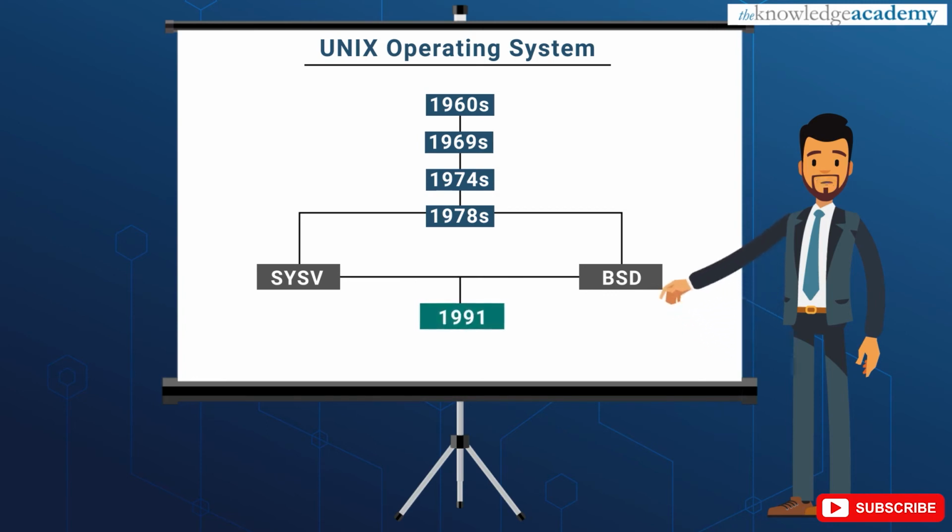Then in 1991, Linus Torvalds, a Finnish undergraduate student, developed Linux, a free open-source Unix OS for PCs. Linux is neither pure System V nor pure BSD. Rather, it includes some features from each, for example, System V-style startup files but BSD-style file system layout.